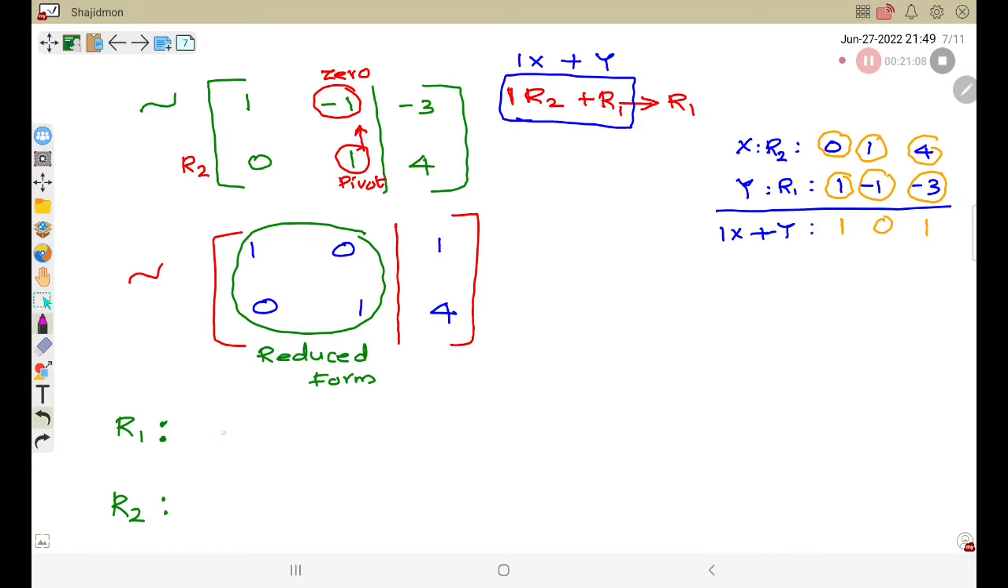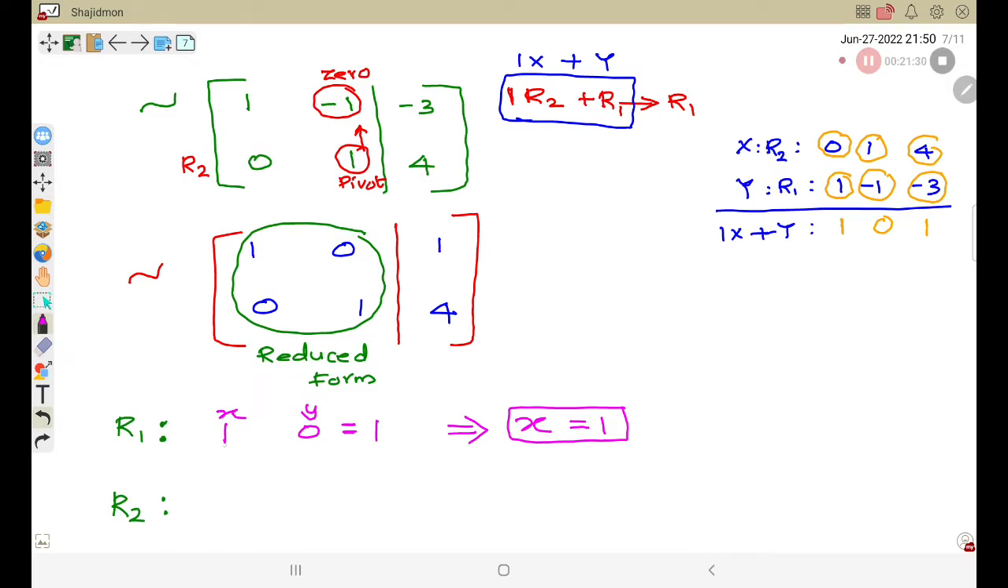What is row number 1 here? Row number 1 means 1, 0, 1. Okay, that means the first number stands for x, the second number stands for y, and this is equal to the right side. So what is the equation we are getting here? 1 multiply x, x, plus 0 multiply y means 0, equal to 1. So we got the solution x equal to 1.